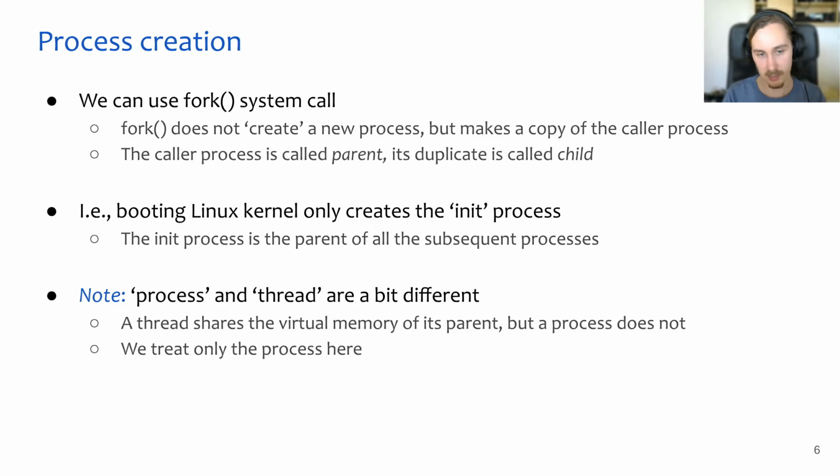Aside from processes, there's also threads, which work in a similar way. When you create a thread, you also get a copy of your program, sort of, that runs concurrently. The difference is that forking a process means copying the memory, whereas for threads, the memory is still being shared with the parent. But today we only look at processes.